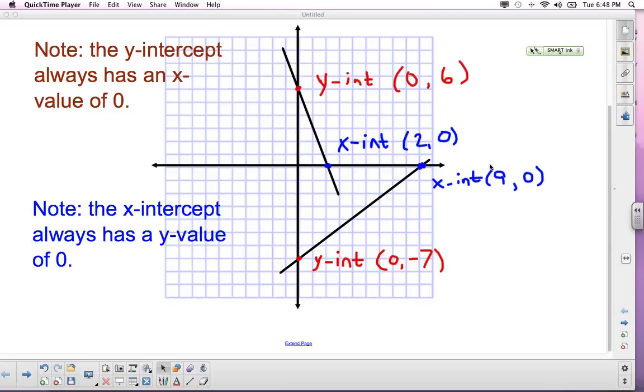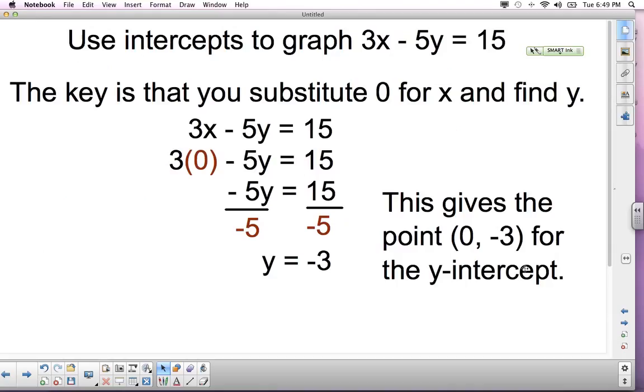So if you know that you've got a 0 somewhere in there, it makes it easy to substitute the zeros into the equation and find the intercepts and graph them. Here's an example with an equation 3x - 5y = 15. This is in standard form, ax + by = c. The key is to use the substitution of zeros.